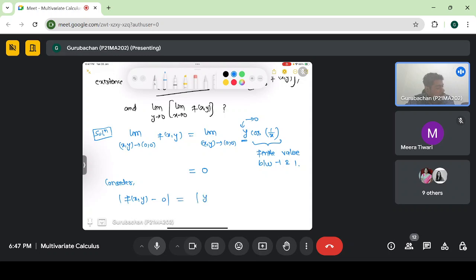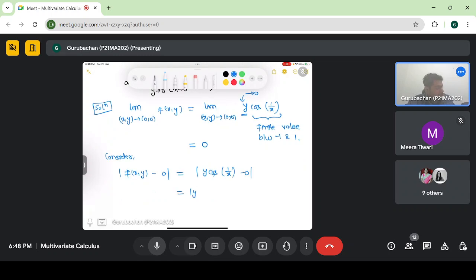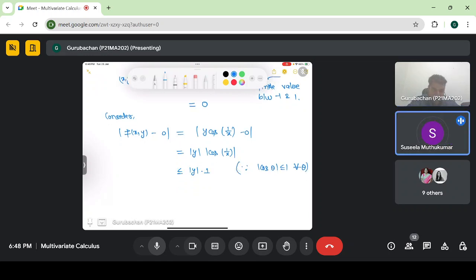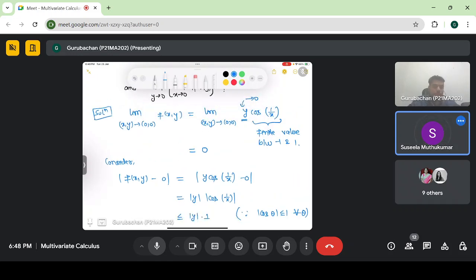So it will be y cos(1/x) minus 0, which can be written as mod y into mod cos(1/x), which is less than or equal to mod y into 1, because mod of cos theta is less than or equal to 1 for all theta. When you have proved the limit is 0, what is the need to go for the epsilon delta definition? Here I have just given a way that its limit is 0. To show the existence with more clarity, we have to show it by the epsilon delta definition also. That's why I'm doing that.